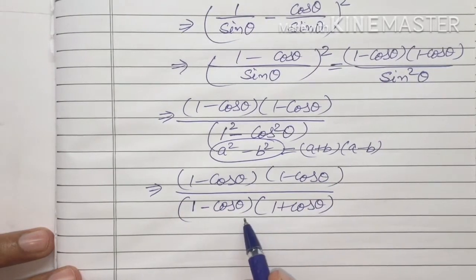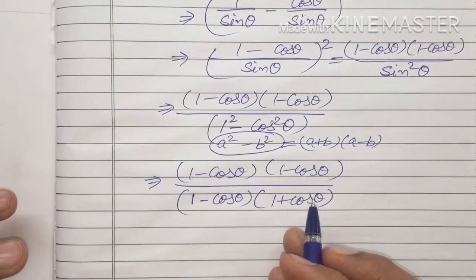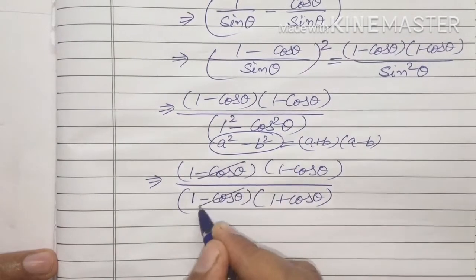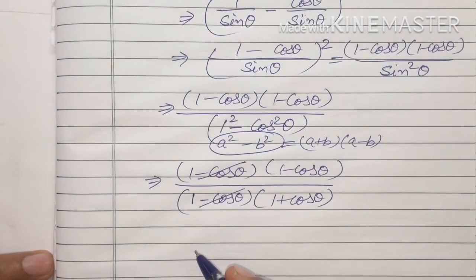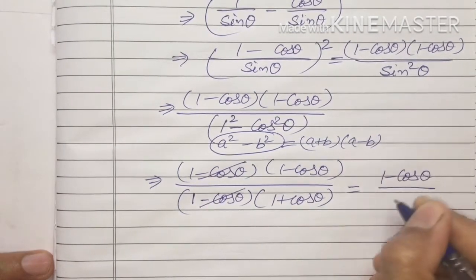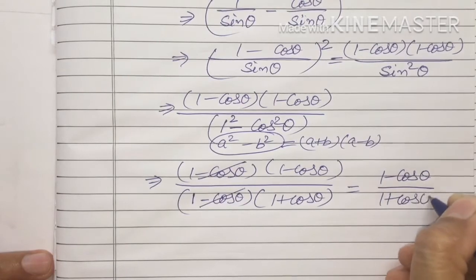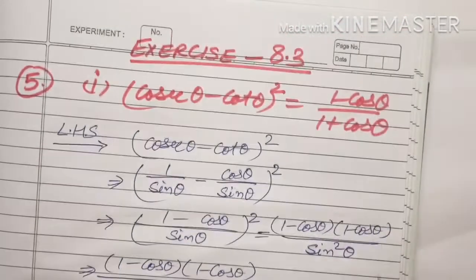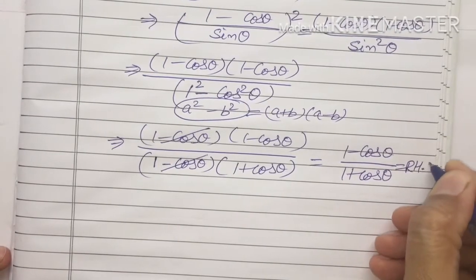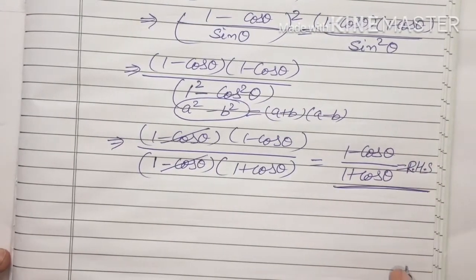So up and down the same portion, same thing we can cut. So 1 minus cos theta is up and 1 minus cos theta down, we can cancel that. So what is left from here, 1 minus cos theta upon 1 plus cos theta. So this is our right side, so we can write down this is equal to right hand side.